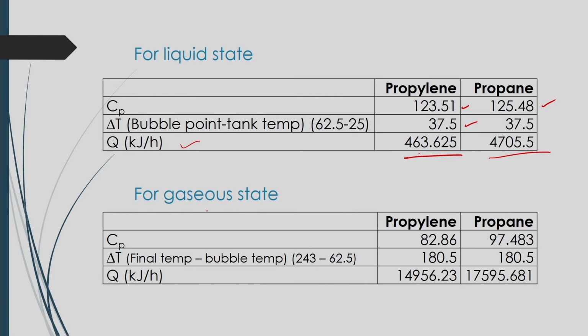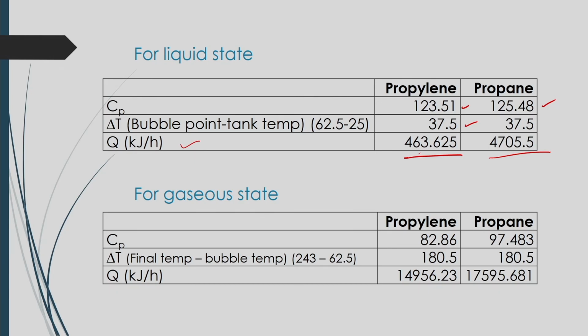And for the gaseous state of propylene and propane, after heating it will be converted to the gaseous state, since it is mixed at 243 degrees Celsius. Of course, that is more than the bubble point temperature of the outlet stream of benzene.